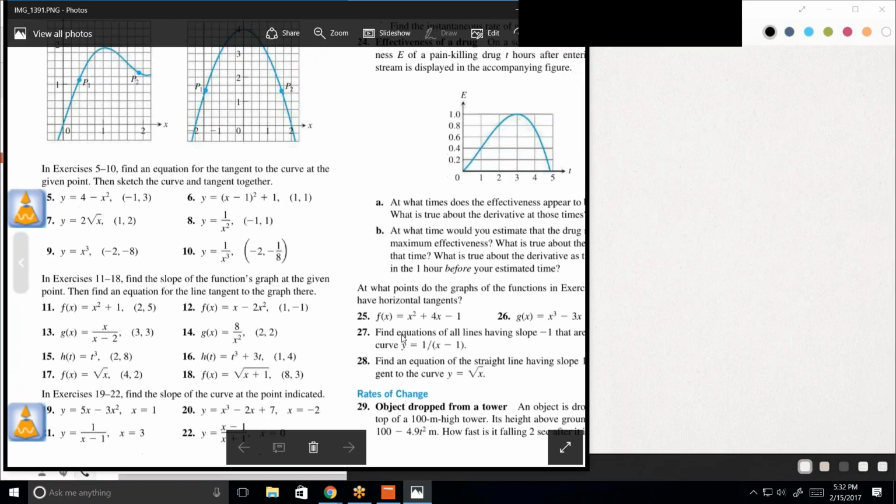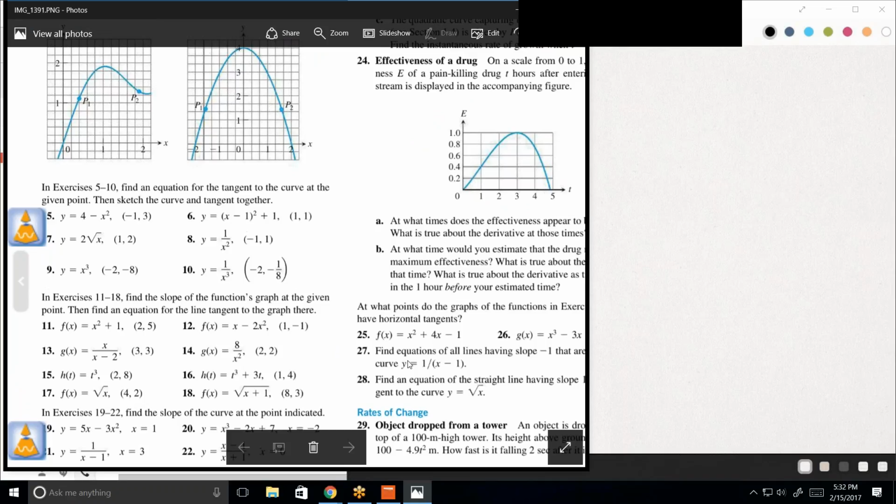Let's see. Find the equation for the tangent to the curve at the given point, then sketch the curve and tangent together. Okay. You know the power rule yet?